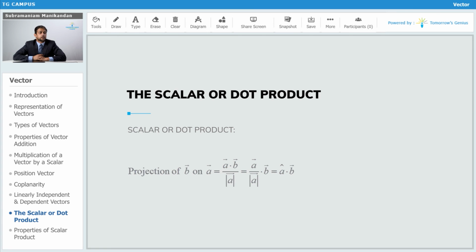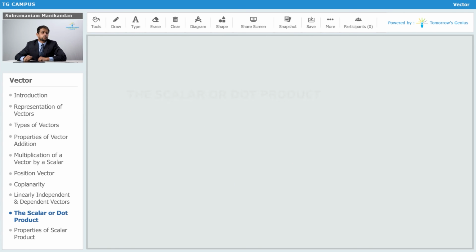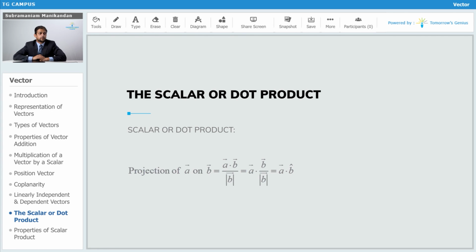Therefore the projection of B bar on A bar is A bar dot B bar divided by magnitude of A bar. You can write that as A bar divided by magnitude of A bar, dot B bar, which is A cap dot B bar. You can also look upon it as A bar dot B bar divided by magnitude of B bar, which is A bar dot B cap. So the projection of A bar on B bar is A bar dot B cap, and the projection of B bar on A bar is A cap dot B bar.